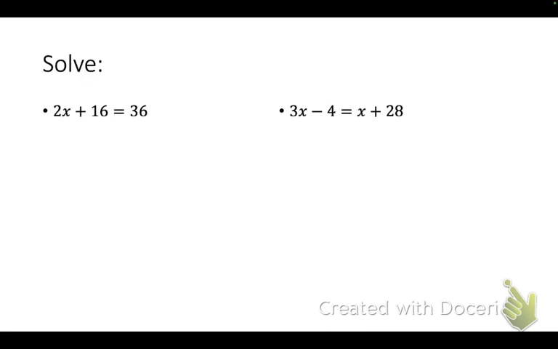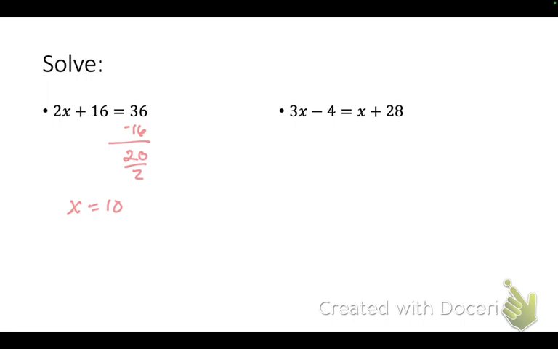Okay. So I have 2x plus 16 equals 36. How would I solve that? Subtract 16 over and then divide by 2. Okay, so subtract 16, 2x equals 20, and divide by 2, so x equals 10. You guys can do that in your head now because we've done it so much. How about the next one?